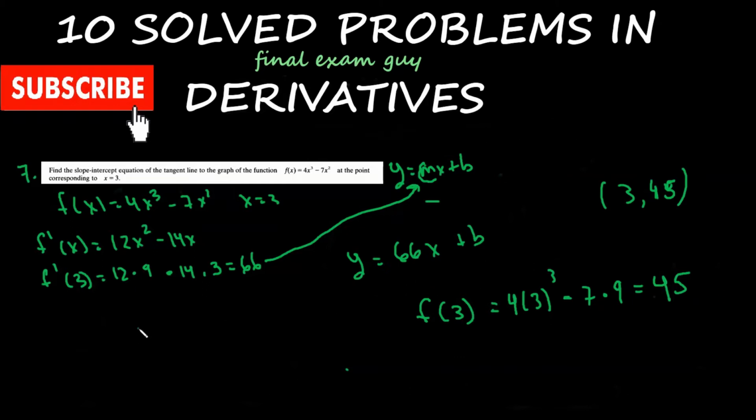So I know that 45 equals 66 times 3 plus b. So we get that b is equal to negative 153. So our final equation, the answer they're asking for, is 66x minus 153. That's how you find that.